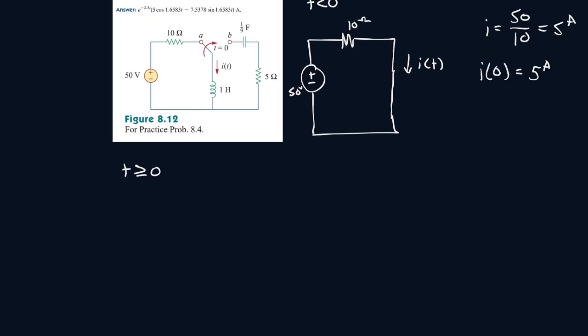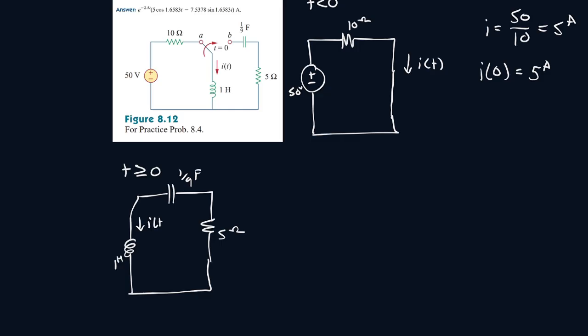In that case, we flip from A to B. So our circuit now looks like this. Okay, so this is 1 over 9 farads, 1 Henry, and 5 ohms. And then we have I(t) moving through here, and that's what we're trying to solve for.